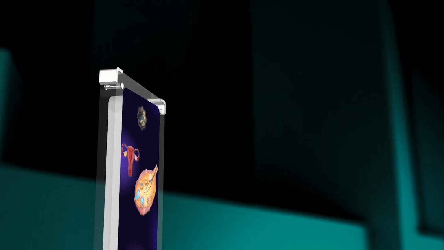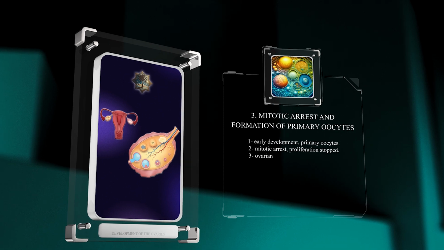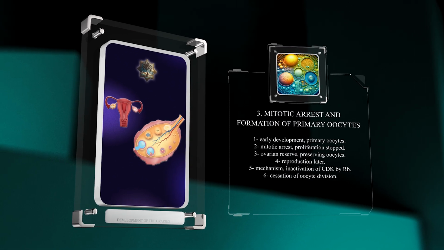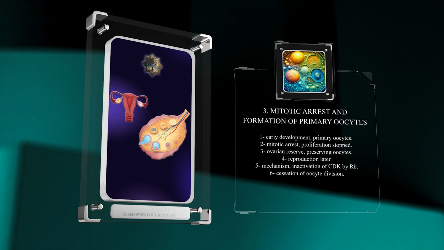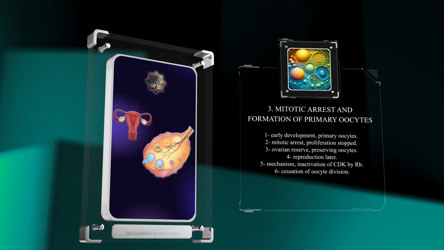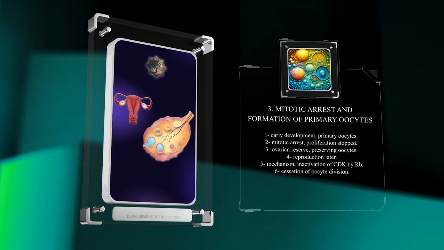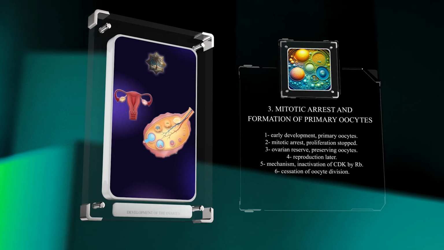In early development, primary oocytes undergo mitotic arrest, stopping their proliferation. This is crucial for future ovarian reserve, preserving oocytes for reproduction later. The mechanism involves an activation of CDK by Airb, leading to the cessation of oocyte division.